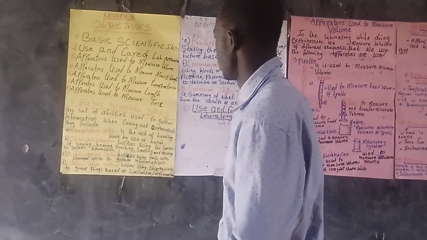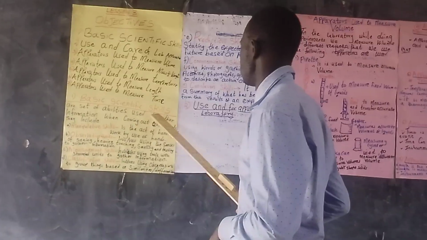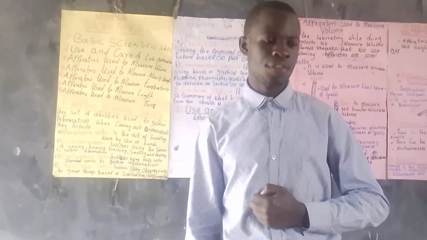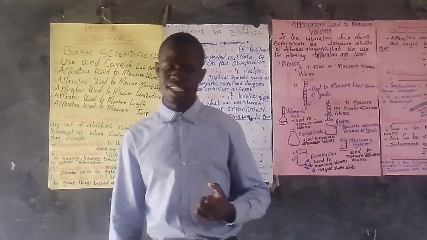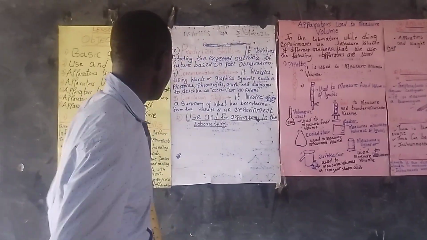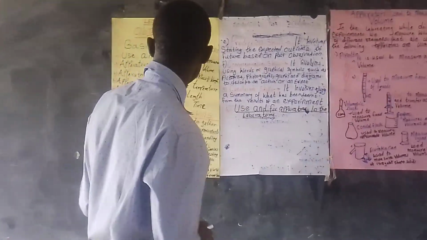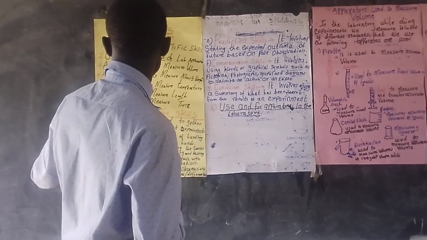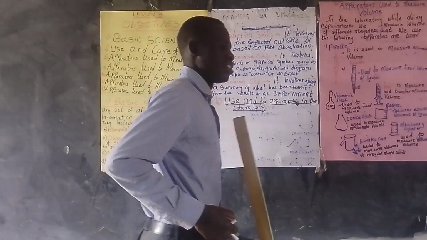Dear learners, in exams, we rarely miss a question on basic scientific skills. Question can tell you to state 3 scientific skills or explain 4 scientific skills. Learners, let us be well equipped when such a question arises in exams. Now we are done with the first objective of the day. Second objective is use and care of laboratory apparatus.